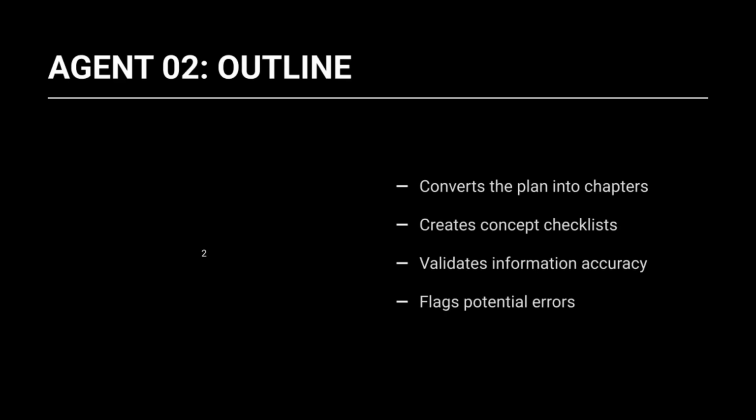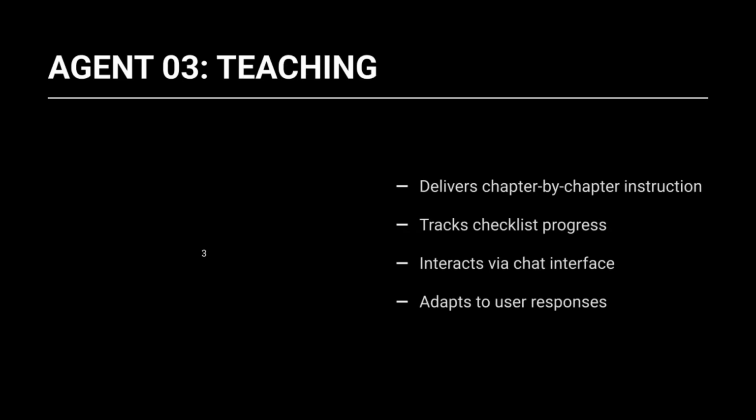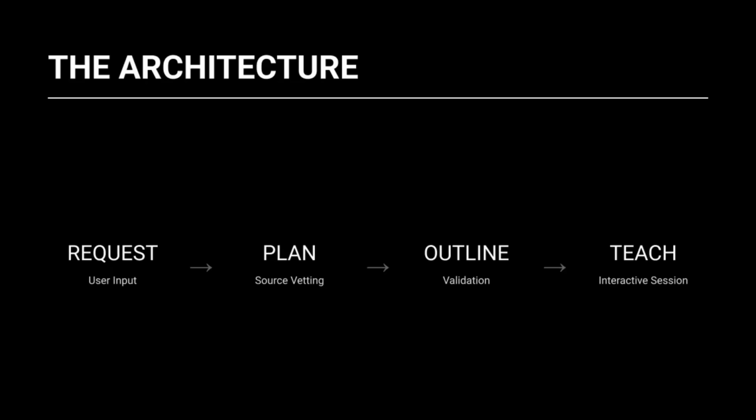Once the plan is set, the outline agent then converts it into a chaptered outline. It actually creates a checklist of key concepts and validates the information to flag any potential errors. Finally, the teaching agent takes over. This is the one you're actually going to do the chatting with. It teaches you chapter by chapter, tracks your progress on that checklist, and interacts with you via the chat. This flow from the request to the plan to the outline, and then the outline to teaching is ensuring that the AI stays grounded in the actual source material.